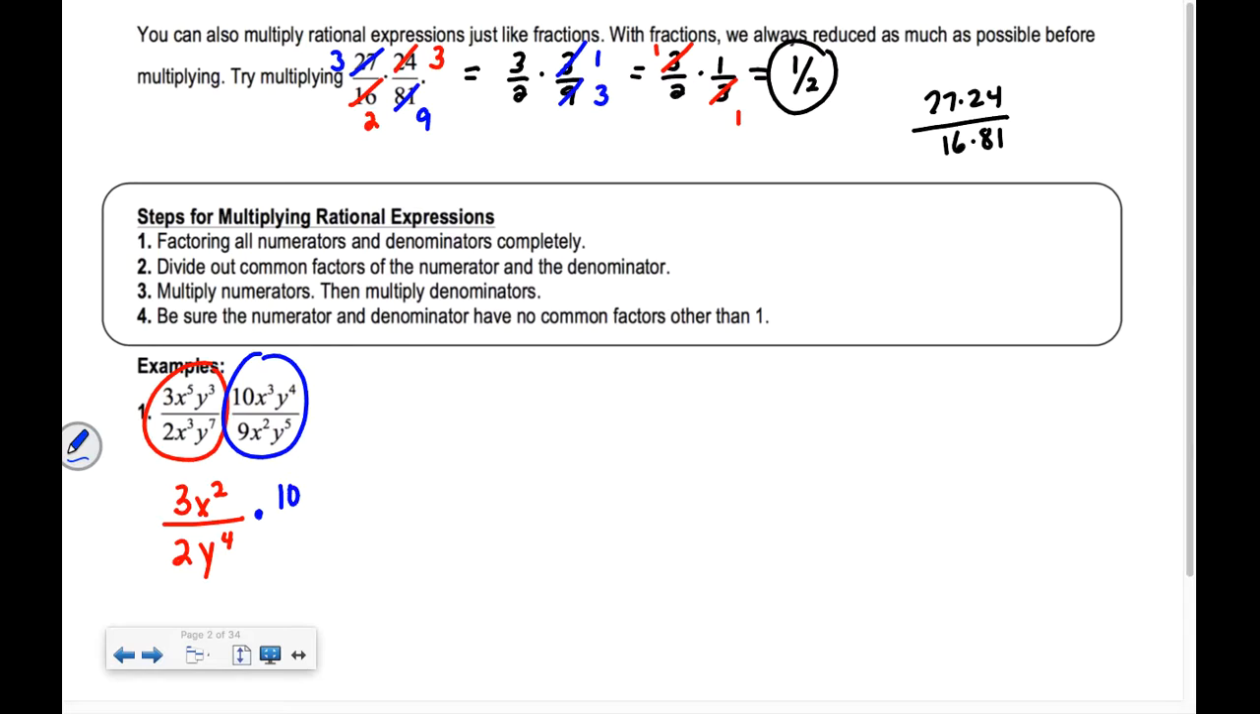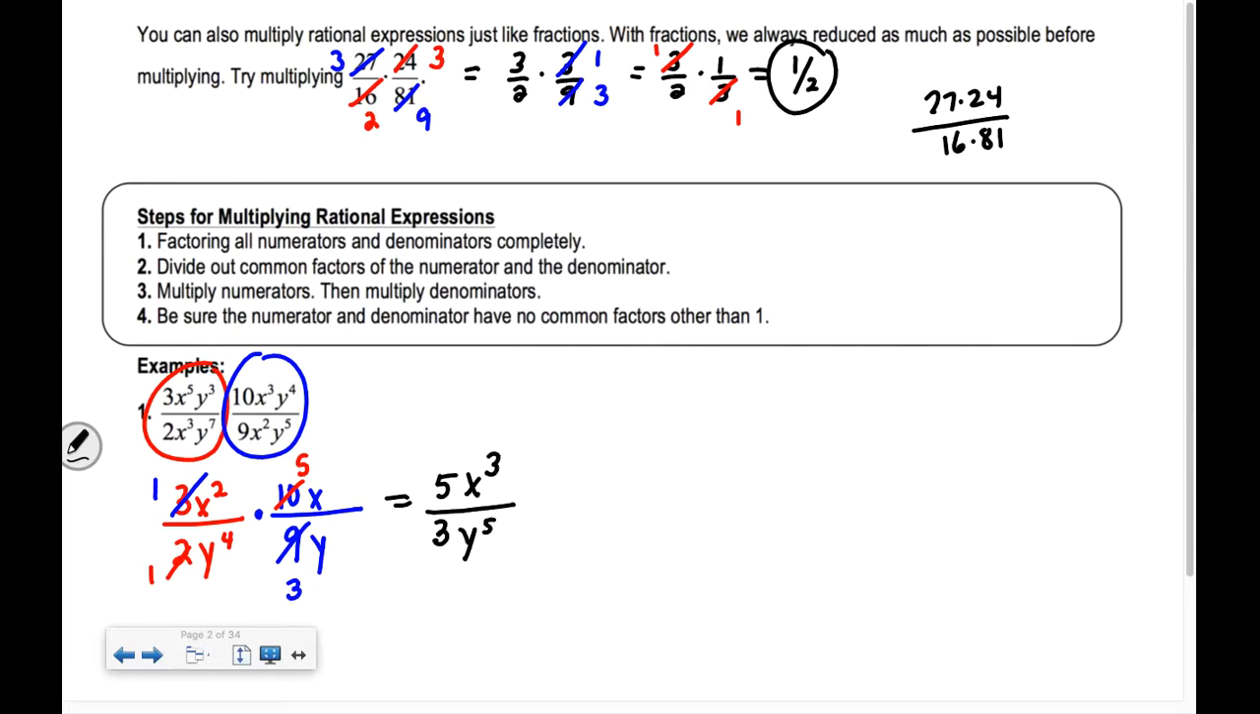So we still have the 10 and the 9. How about our x's? X on top, and y on the bottom, right? So let's start reducing out these numbers. My 3 and my 9 can reduce to 1 and a 3. And the 10 and the 2 can reduce to a 5 and a 1. So right now I have 5, and I have x squared times x, so I'm going to write x cubed over 3, and I have y to the 4th times y, which is y to the 5th.